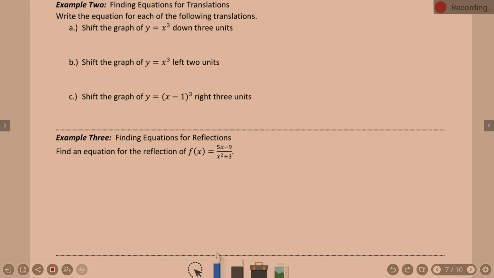Okay, example 2. Write the equation for each of the following translations. So this time, in part A, we're using x cubed. We want to write the equation that shifts the graph of y equals x cubed down 3 units. Well, you're going to put x cubed in parentheses, and then since we're going down 3 units, you're going to subtract 3. And is this subtract 3 in the parentheses or not in the parentheses? Outside. On the end. That's why I said the x.